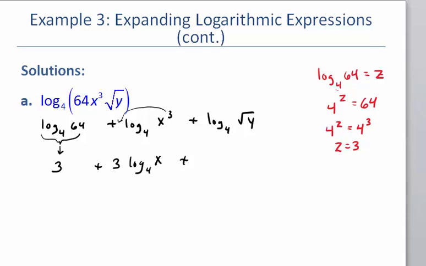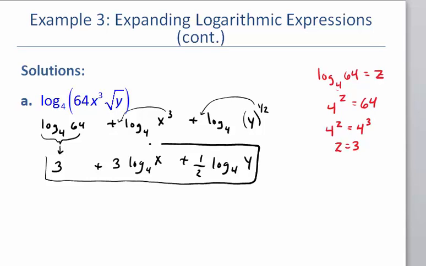And remember also that a square root can be written as a power. So the square root is the same thing as a 1/2 power. And so we can take that 1/2 power and pull it down to the front. So we'll have 1/2 log base 4 of y. And this is the final answer for this problem. This is all they're asking us to do, not necessarily solve it, but to break it up and get it as simplified as possible using those properties.